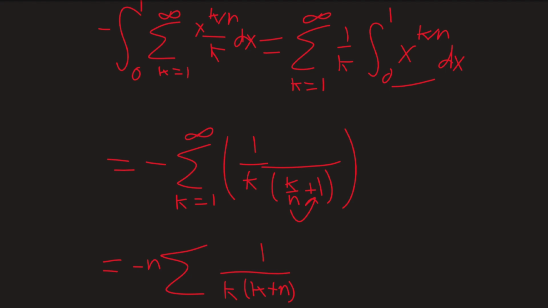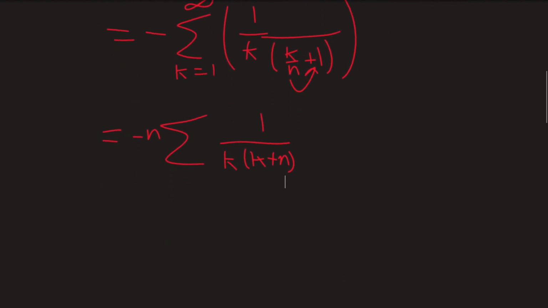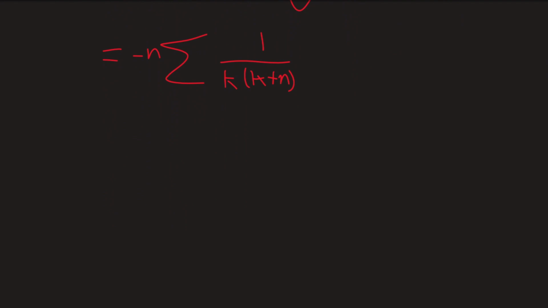And this really does not look very nice, and I thought the exact same thing when I was evaluating this. But actually, if we apply partial fractions here, it does become a little bit nicer, and we're able to apply some identities to it. So, let's take a look at this little bit right here. What we're going to say is we're going to have a over k plus b over k plus n is equal to 1 over k times k plus n.